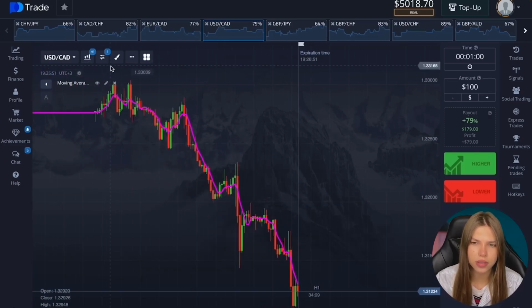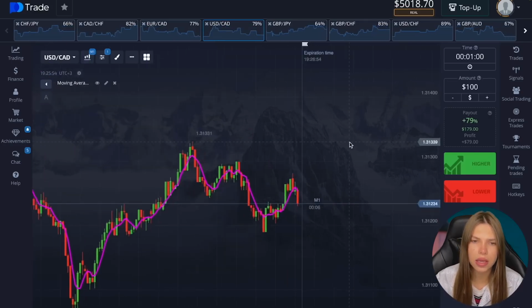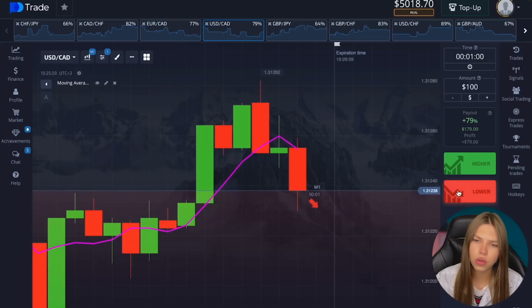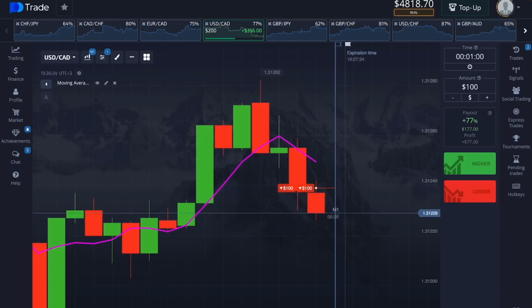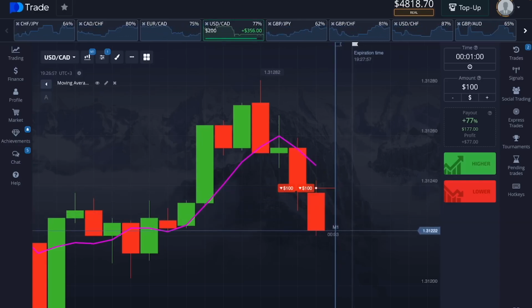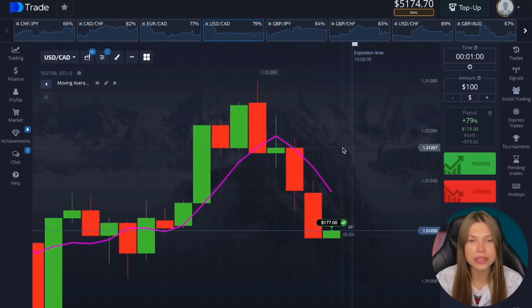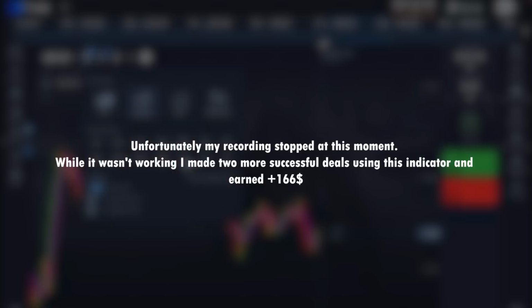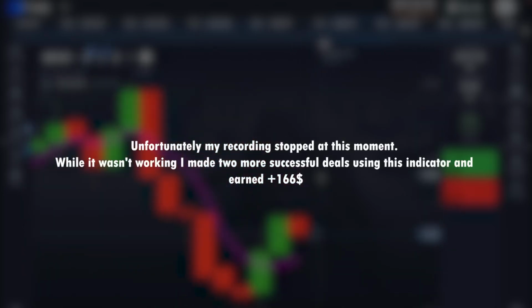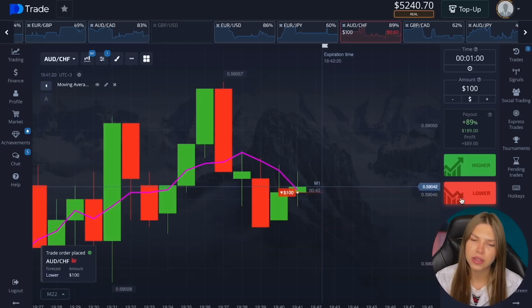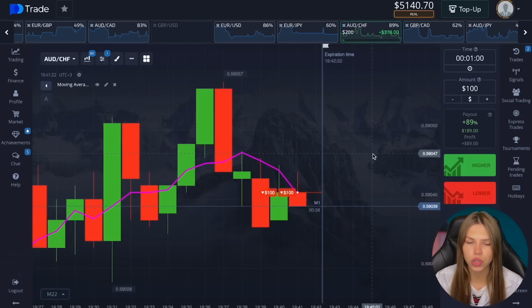Let's look at the downtrend, a strong downtrend. The candle closes low. I hope for a good rollback. Well, I opened 2 downtrend deals here, and let's watch. Excellent, both deals ended in a plus, and you can search for entries further. Fortunately, my recording stopped at this moment. While it wasn't working, I made 2 more successful deals using this indicator and earned $166. So here's a good moment, so let's open 2 deals for a decrease and let's watch.